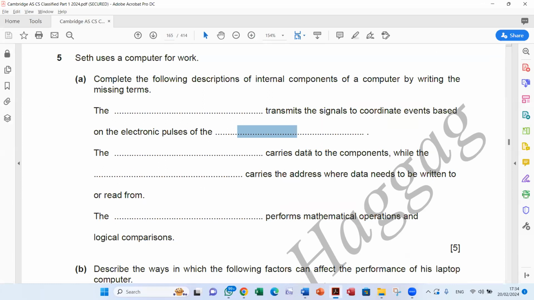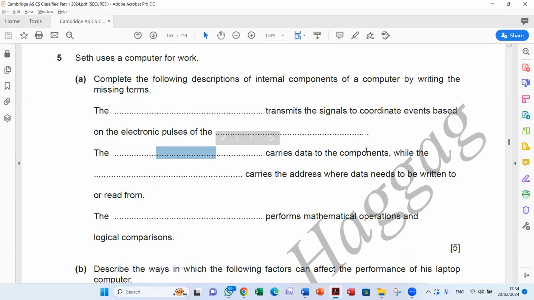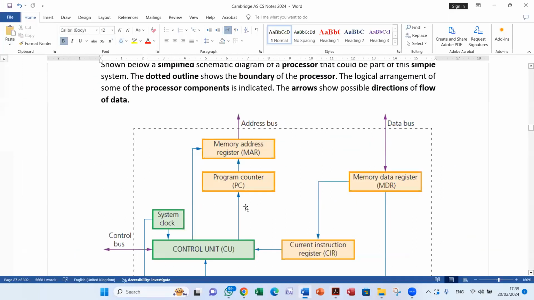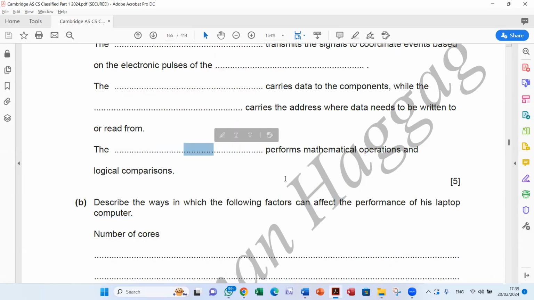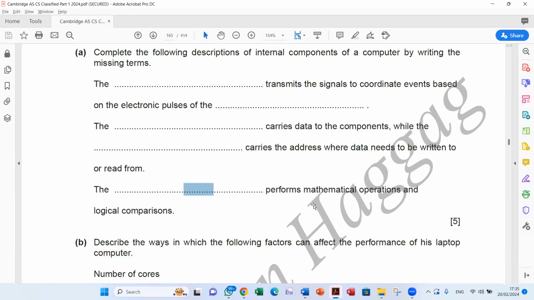The what carries data to the components, while what carries address? I think the data bus carries data, while the address bus carries the address. The what performs mathematical operations? It is the arithmetical logic unit that performs mathematical operations. I hope these are clear.